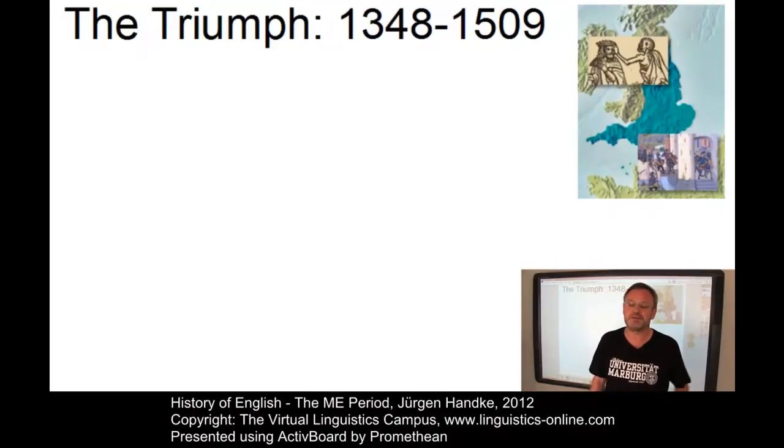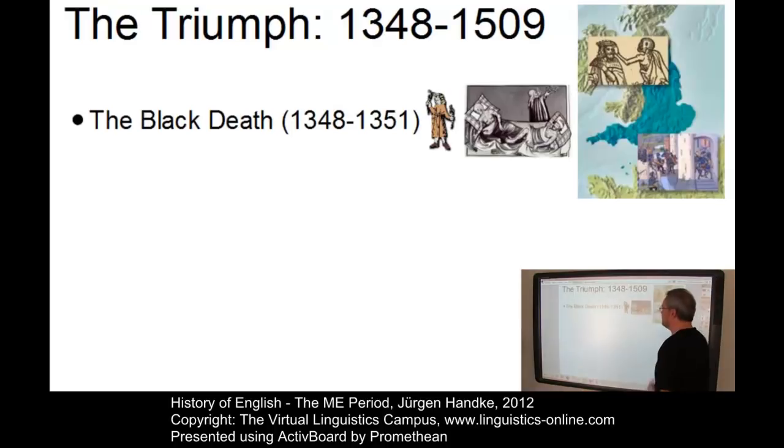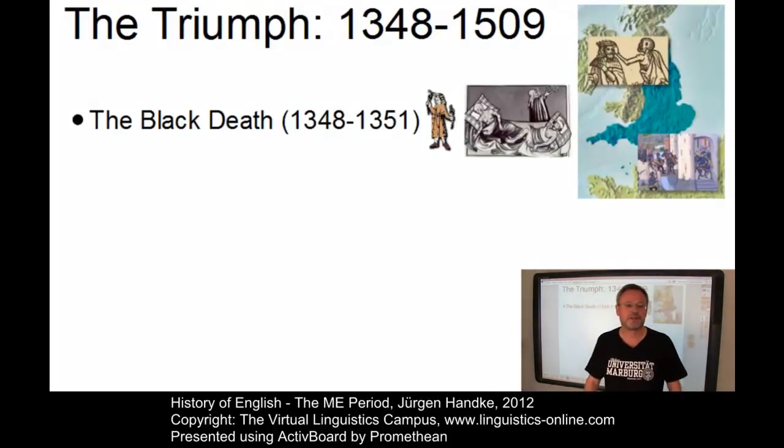Although French remained the official language of England well into the 14th century, two events of that time sealed its fate. The first was the Black Death. Between 1348 and 1351, one-third of the people in England died of the Black Death, leading to an enormous labour shortage and an increase of the prestige of English, which was the language of the working class.